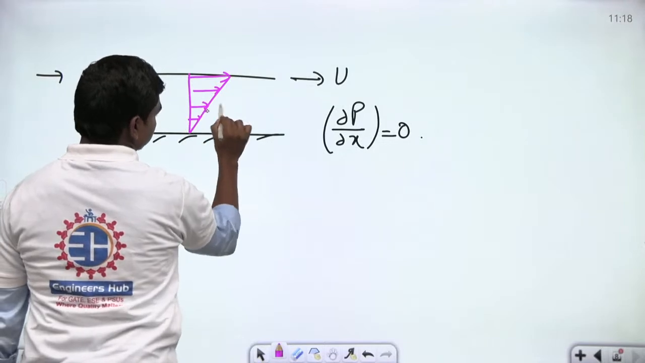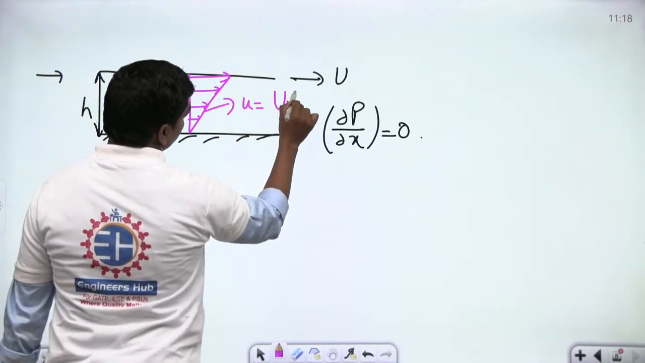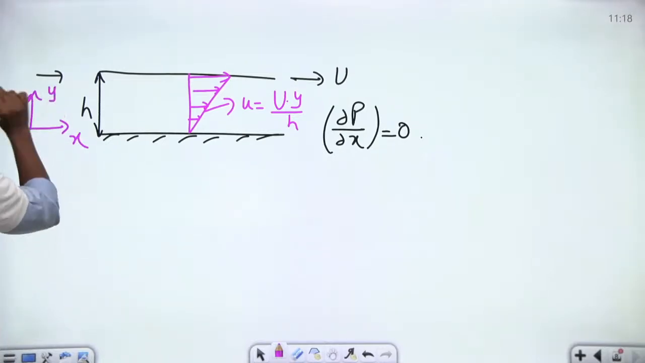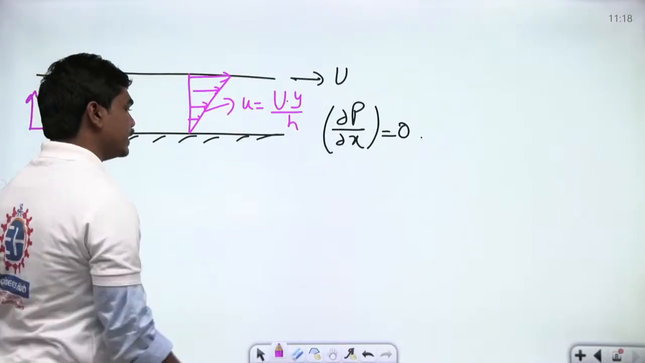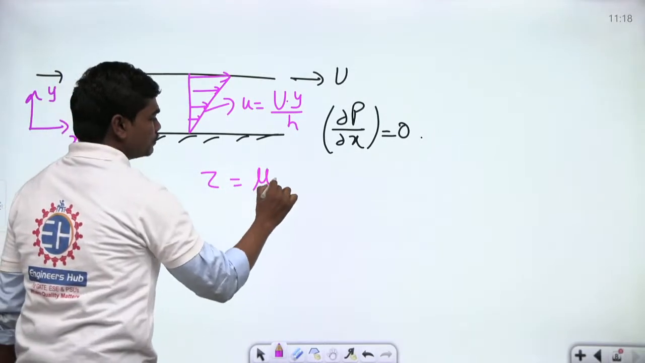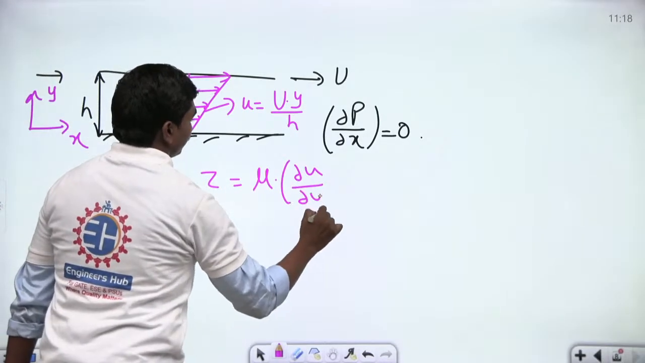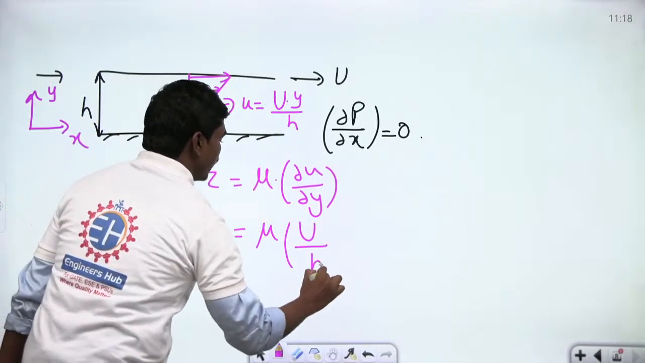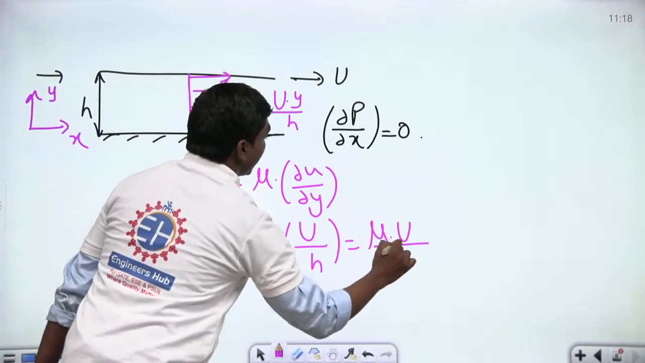If this is a linear velocity profile, then you can write u is equal to capital U into y by h. Of course, my directions are, this is x and this is y. So in this case, the shear stress is nothing but mu times dou u by dou y, or the average shear stress you can write. So if you differentiate this partially with respect to y, you will have U by h. So mu U by h. So the values are given.